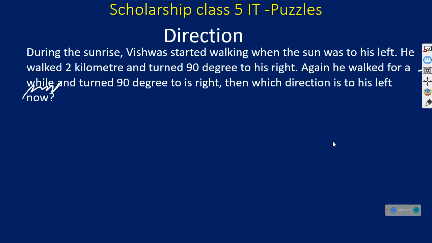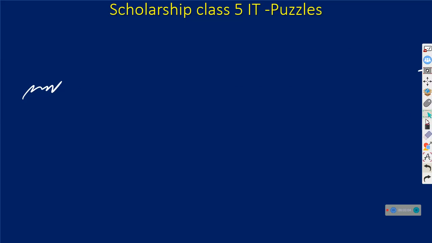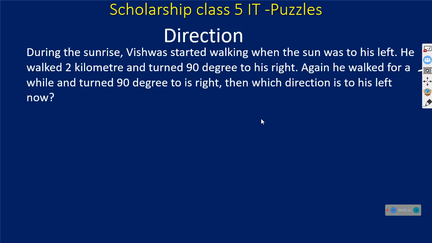The next question is here. One second, let me clear here. Okay, now let me see the question. What is the question? During the sunrise, Vishwas started walking when the sun was to his left. He walked 2 kilometers and turned 90 degrees to his right. Again he walked for a while and turned 90 degrees towards right. And then which direction is to his left now?